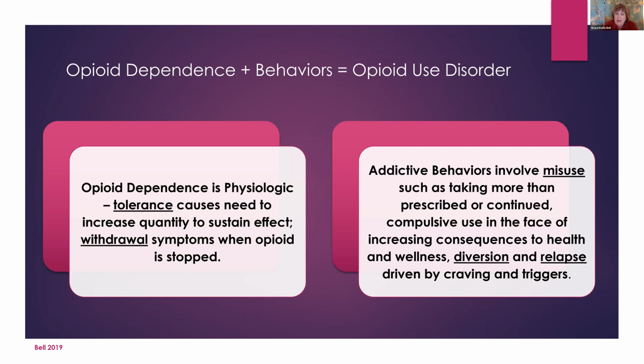Addictive behaviors, when added to dependence, involve misuse, such as taking more than prescribed or continued compulsive use in the face of increasing consequences to health and wellness. Diversion and relapse driven by cravings and triggers. So this is really the basic understanding of opiate use disorder. It's behaviors, often very poor choices made to relieve craving and withdrawal. So if you get anything out of this slide set, this is important. Next, please.